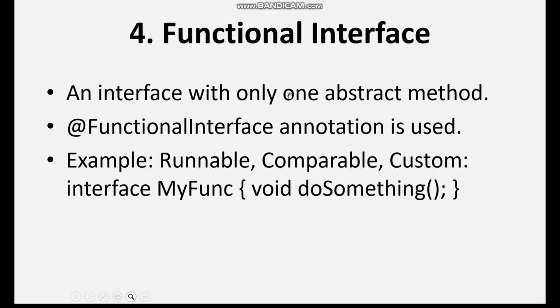Then we have the functional interface, because basically it is an important concept of Java 8, and it was introduced for gaining functional programming using Java 8. Any interface, as I mentioned, with one abstract method is called a functional interface. We use the annotation to let the compiler explicitly know that this interface is a functional interface. Examples of functional interfaces are Runnable, Comparable, or a custom interface. Suppose, for example, you have a custom interface with a function void doSomething declared, so one abstract method, and then using a lambda expression you can provide the definition for the class which will be implementing this functional interface. We can provide the definition using the lambda expression.